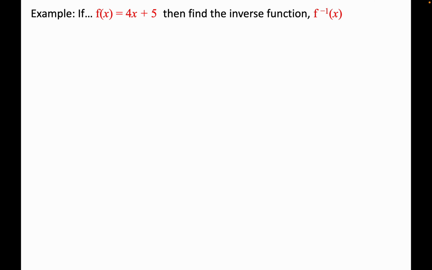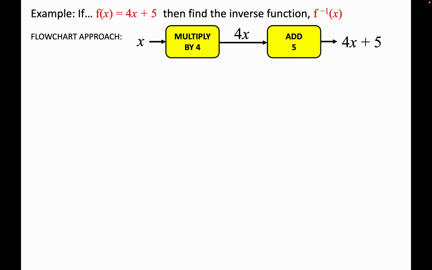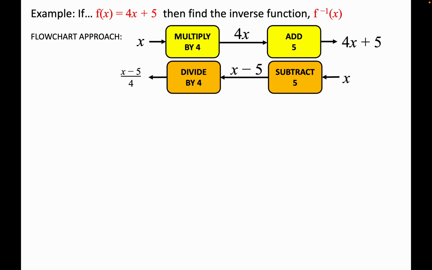So for example, if f of x equals 4x plus 5, then find the inverse function f minus 1 of x. So in the old days, we'd have taken a flowchart approach. We'd have broken 4x plus 5 down into taking the x, multiplying it by 4 to get the 4x, and adding 5 to get 4x plus 5. We'd have then gone backwards through that process, undoing everything.